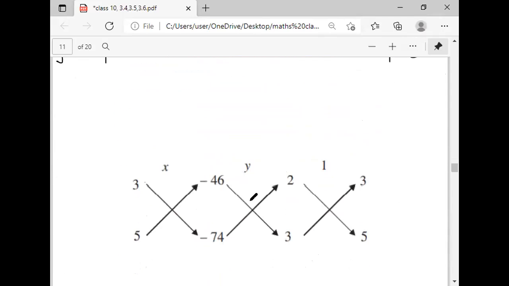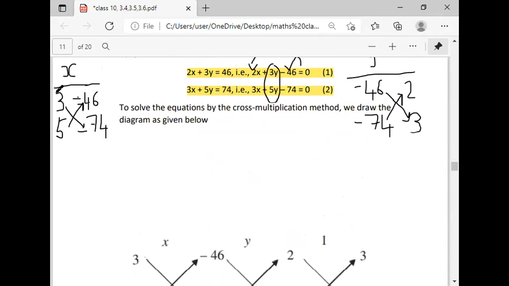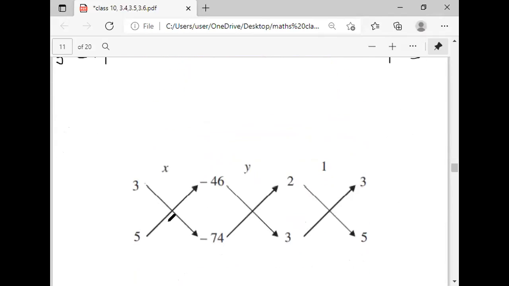Okay, see here, x is given as we have written 3, 5 and minus 46, minus 74, and here is the equal sign also. And then we are only forming the diagram. Instead, for y, the denominator becomes minus 46, minus 74, 2, 3, and for 1 divided by 2, 3, 3, 5. Okay. Clear? Yes, sir.